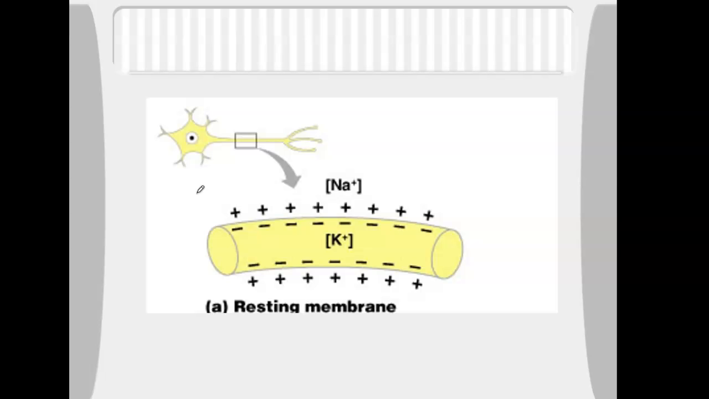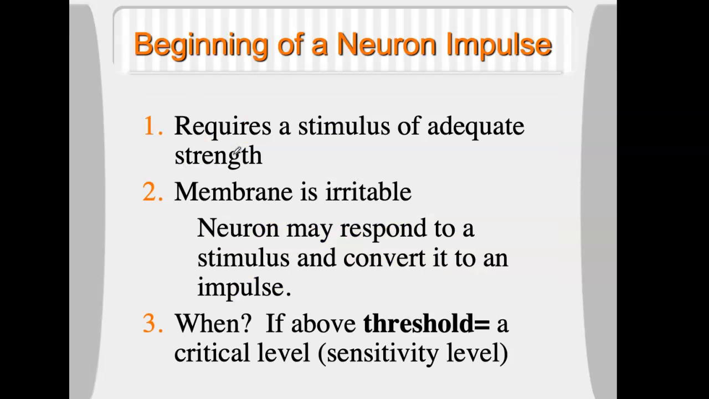So there it is, more negative inside, more positive outside. Potassium's in, sodium's out. And that is a little chunk that you're looking at there, directly from an axon here. Okay, what happens next? We're going to now start a neuron impulse. It was resting, and now we're going to begin an action potential.